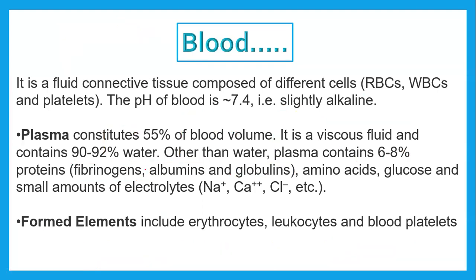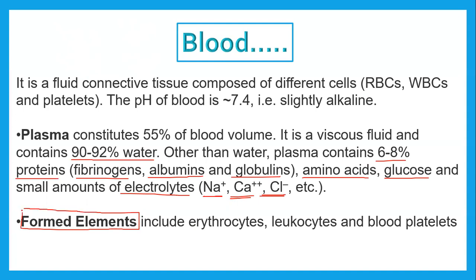And so blood plasma consists of 90 to 92 percentage of water, 6 to 8 percentage of proteins, fibrinogen, albumins, and globulins. Then certain kinds of amino acids, glucose are present, and small amounts of electrolytes such as sodium ions, calcium 2 plus, chlorine ions, etc. Next, we are going to discuss the formed elements in detail in the upcoming slides. What is their lifespan, what is their function, everything.